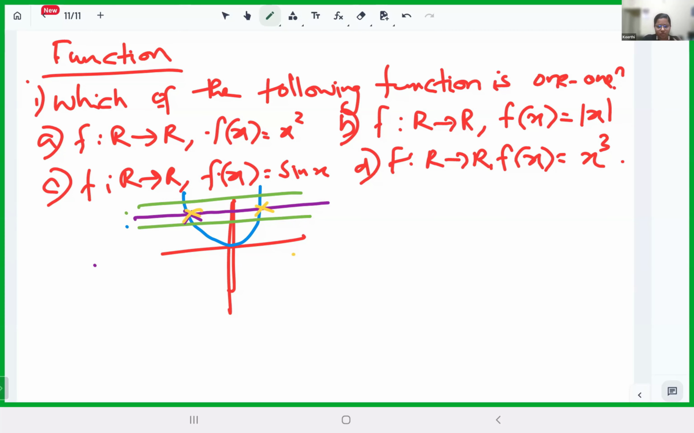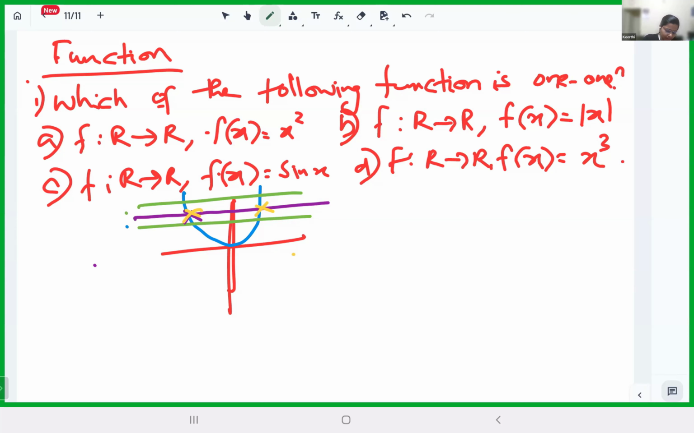We know that for a function to be 1-1, if more than one element has the same image, then it is not 1-1. It will become a many-one function. One element should have a unique image, right? So here it is not satisfied. So we can say that it is not 1-1.